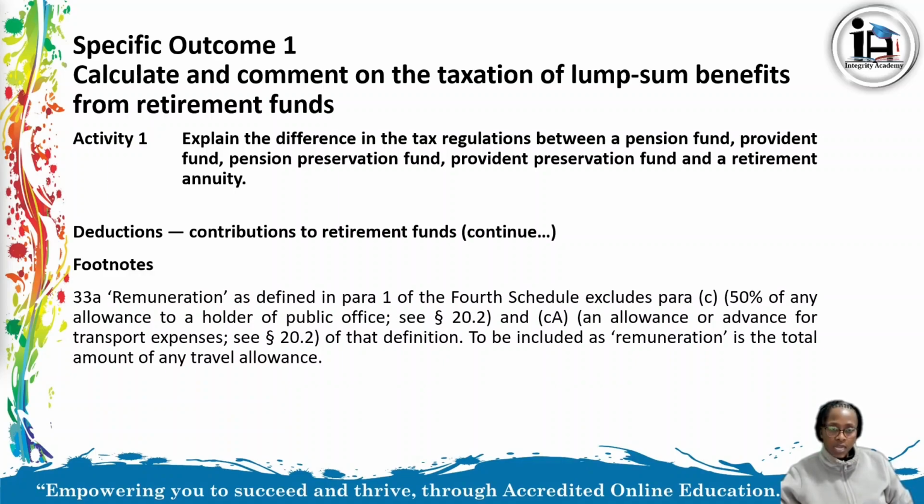Footnote 33A: remuneration as defined in paragraph 1 of the Fourth Schedule excludes paragraph C, 50% of any allowance to a holder of public office. See section 20.2 and CA, an allowance or advance for transport expenses. See section 20.2 of that definition. To be included as remuneration is the total amount of any travel allowance.